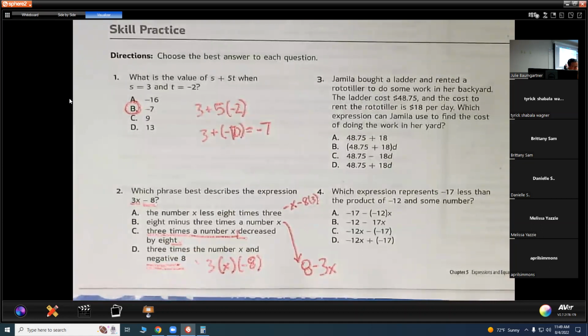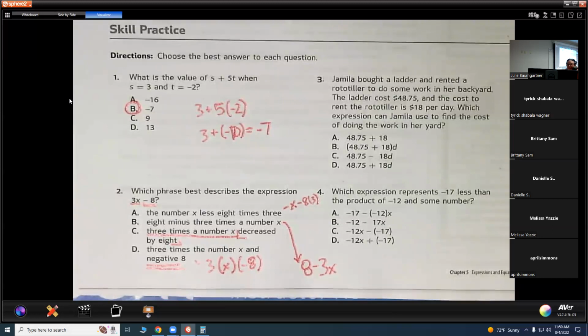Okay. Spencer, we've made it to 139 and we're going through the 4 problems at the bottom there. Okay. Jamila bought a ladder and rented a rototiller to do some work in her backyard. The ladder costs $48.75. And the cost to rent the rototiller is just $18 a day. Which expression can Jamila use to find the cost of doing work in her yard? So what did you guys choose for number 3?